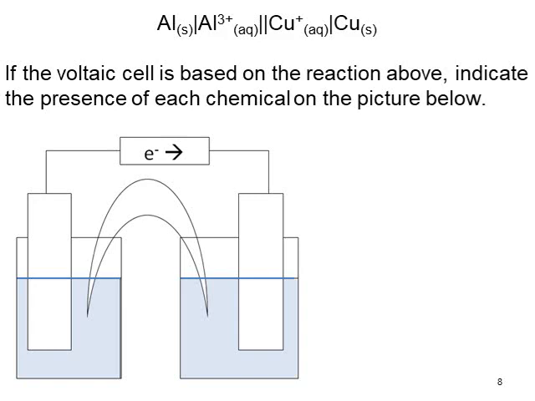In this version of the voltaic cell, we're going to look at this voltaic cell through the half-cell method. So look at this half cell setup, figure out which of these reactions is being oxidized, which is being reduced, and then place those chemicals in the correct voltaic cell.